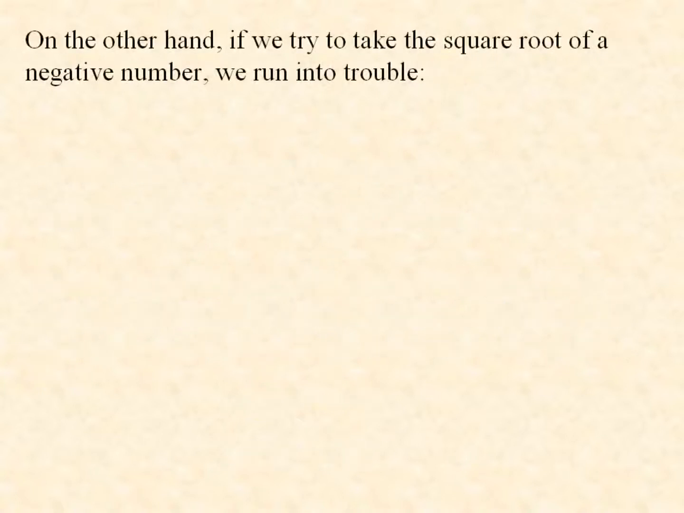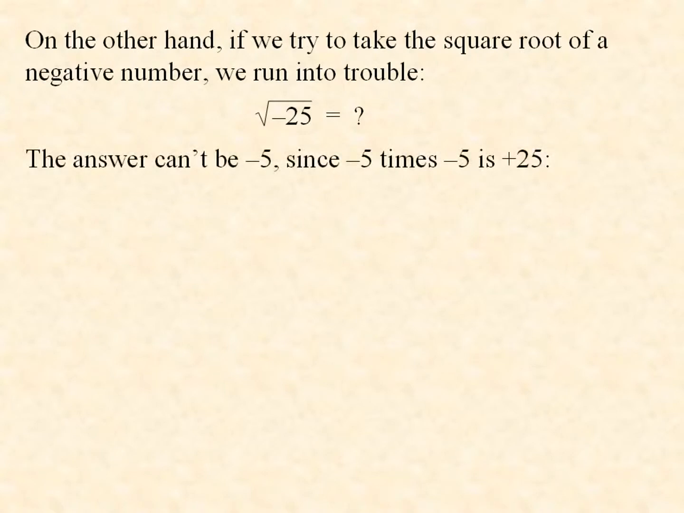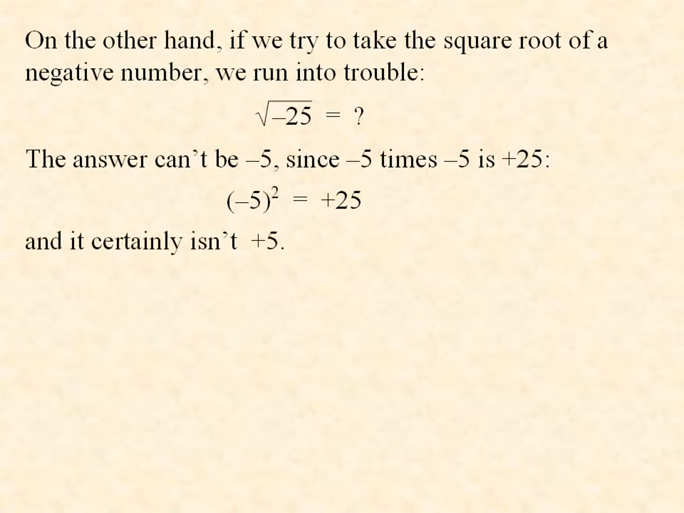On the other hand, if we try to take the square root of a negative number, we run into trouble. For example, what is the square root of negative 25? What number times itself is negative 25? The answer can't be negative 5, because negative 5 times negative 5 is positive 25. In other words, negative 5 squared is positive 25. And it certainly isn't positive 5.